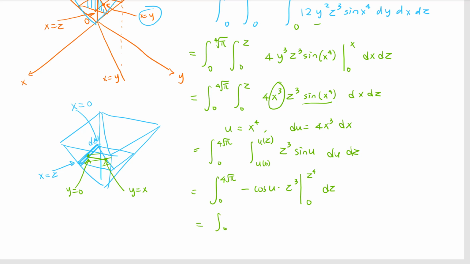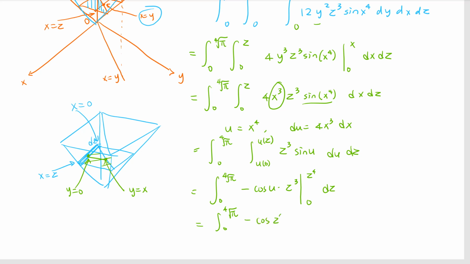Okay, so we have 4 root. Oh! My 4 root looks like 4 times square root of pi. Let me make the 4 smaller. And this 4 also, make it smaller. Okay, now we plug in u equals z to the 4th.